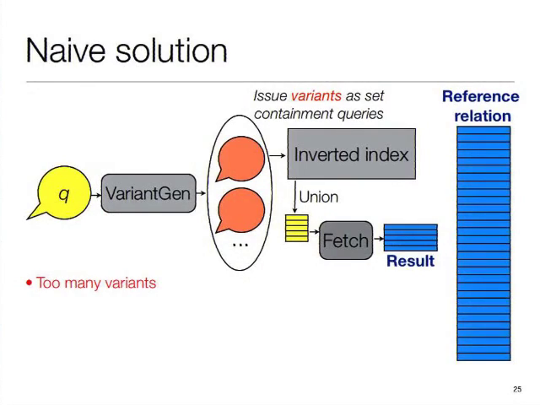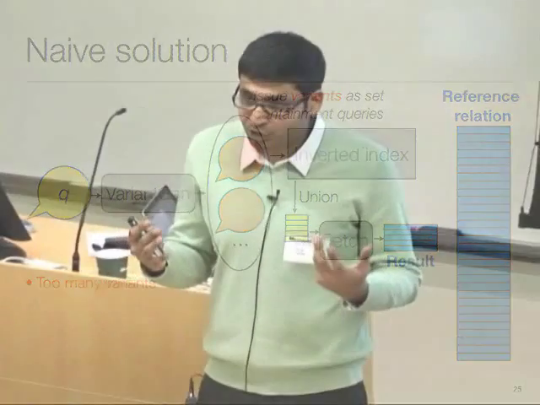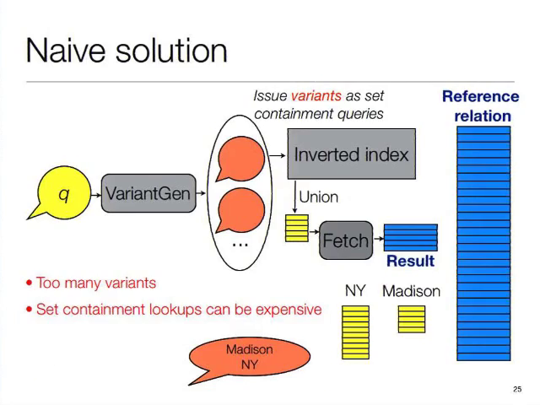What are the problems with this naive solution? Why is this naive? One, too many variants. The number of transformed queries can be exponentially large because it's essentially a cross product. Secondly, each set containment lookup itself can be very expensive when we have to do a lot of them to answer one request. If we had to do only one set containment lookup, it is efficient enough. But when you have to do a large number of them, we want to optimize that part as well.